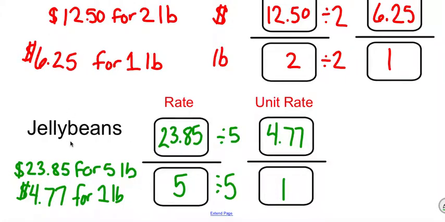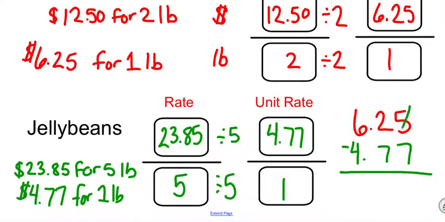By how much? Well, I need to subtract that. I need to take the $6.25 from the almonds and subtract the $4.77 from the jelly beans. When I subtract them, I'll be able to find the difference between the two. And that tells me the jelly beans are $1.48 cheaper than the almonds.